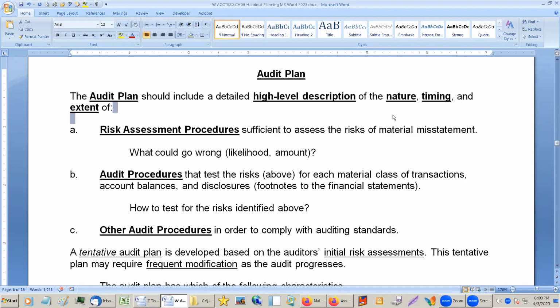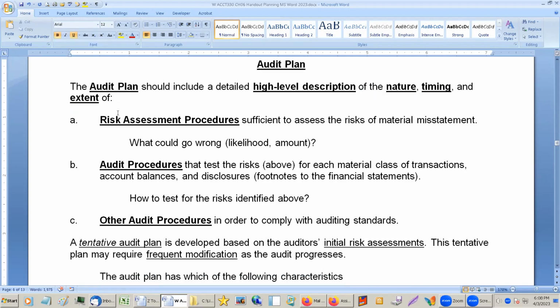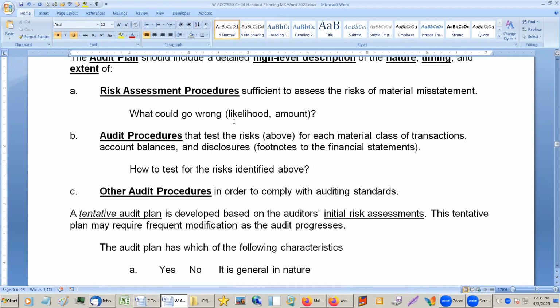Okay, so there's a high level. They talk about the nature, the timing, and the extent of. Okay, risk assessment. You look where the risks are. And the question is, what could go wrong? I know there's already a question mark there. I'm going to add another one. What could go wrong?